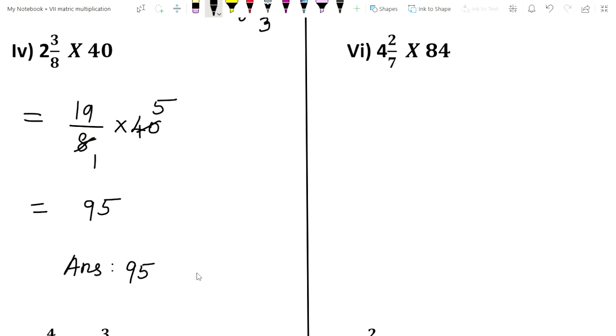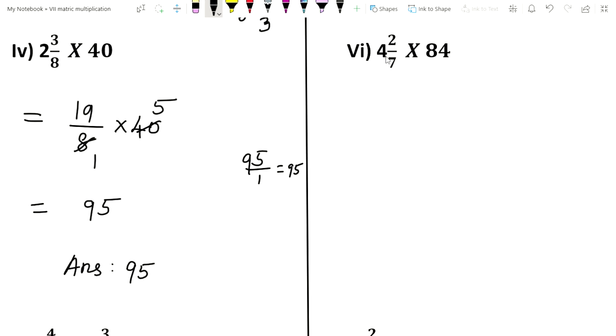Okay children, you understand? First you have to convert into improper fraction. 2 8s are 16. 16 plus 3, 19. 19 by 8 into 40. Okay, then 8 ones are 8. 8 fives are 40. After that you multiply the numerators. 19 into 5 you get 95. See here denominator is 1. 95 by 1 you get 95 only. Any number divided by 1 we get the same number. Okay children, so what is the answer? 95 is the answer. You understand children?